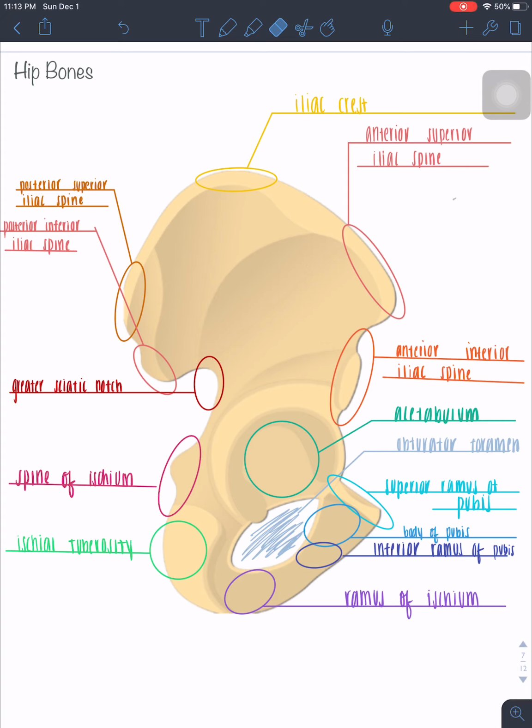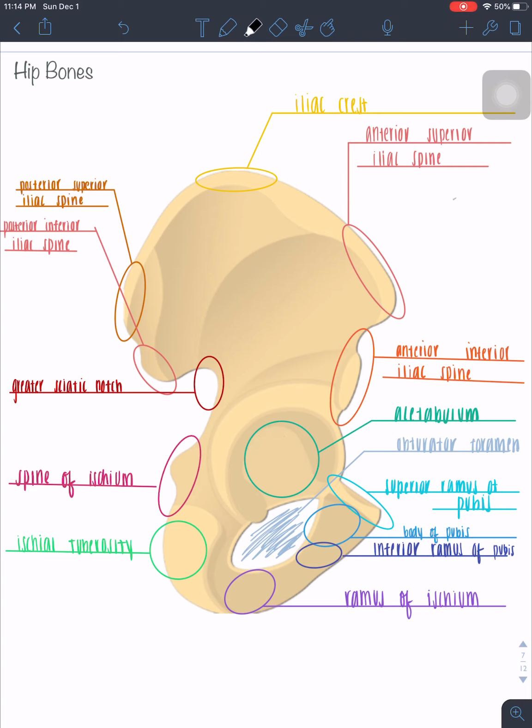So here we have the posterior superior iliac spine right here. And then we have the posterior inferior iliac spine right here. And then there's the anterior superior iliac spine here, and the anterior inferior iliac spine here. Then, after that, there is the greater sciatic notch. And my favorite, the acetabulum.